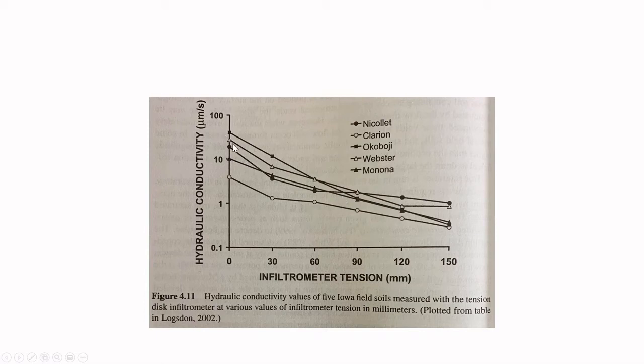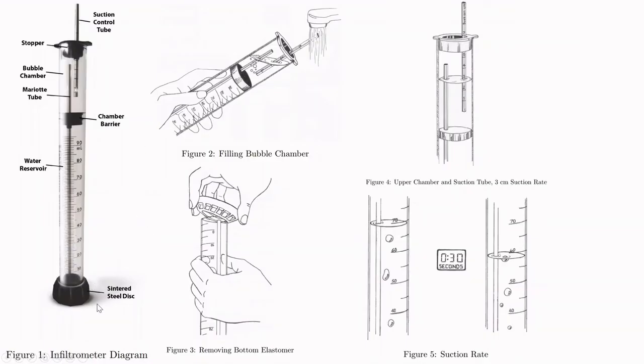So the hydraulic conductivity generally drops with increasing infiltrometer tension. All right, so in this slide we look at the infiltrometer diagram. This is figure 1. This is a measurement unit from Decagon, and now it's called Meter Group. In this diagram, you can see there is a water reservoir at the bottom. You also have a bubble chamber at the top, and they are separated by the chamber barrier.